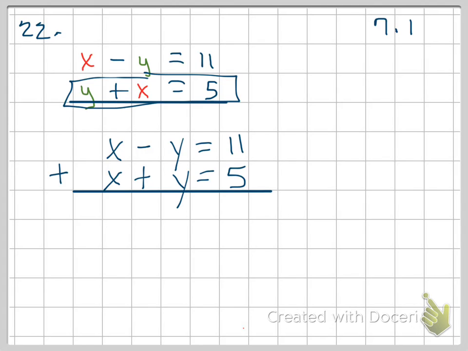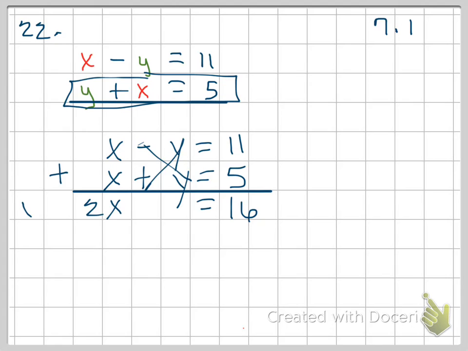So we are going to add 1x, basically that's an unstated 1. 1x plus 1x is 2x. And then negative 1y plus a positive 1y cancels out y. And 11 plus 5 is 16. Now we're not done, because in order to solve for x, x has to be all by itself. So we have 2 times x equals 16.